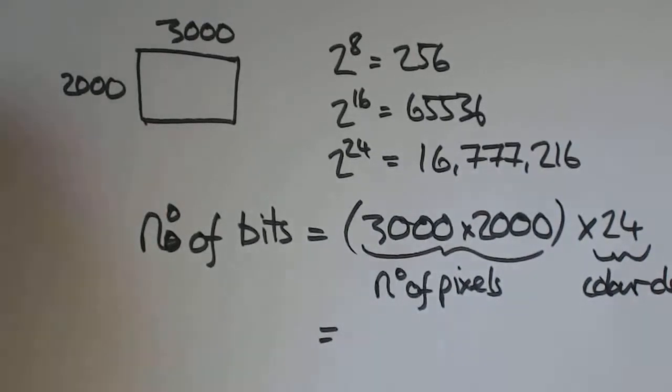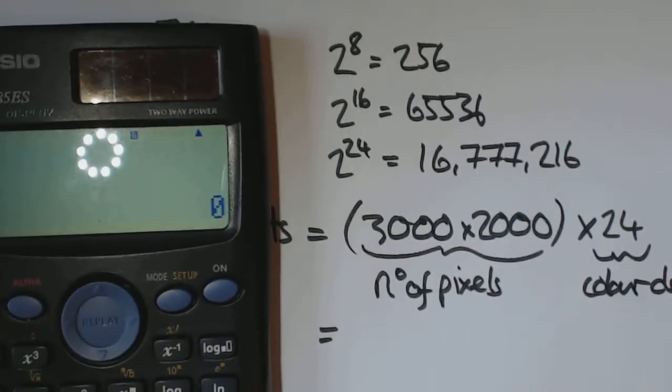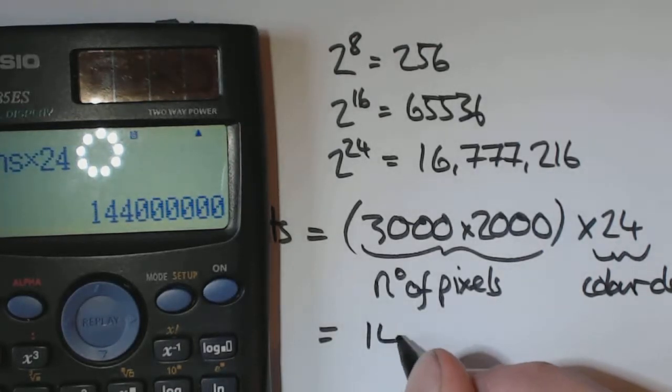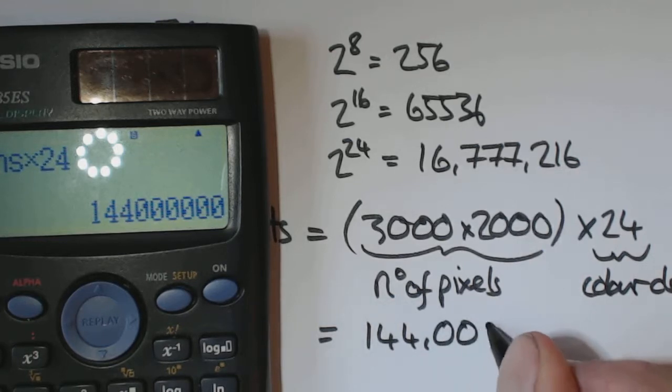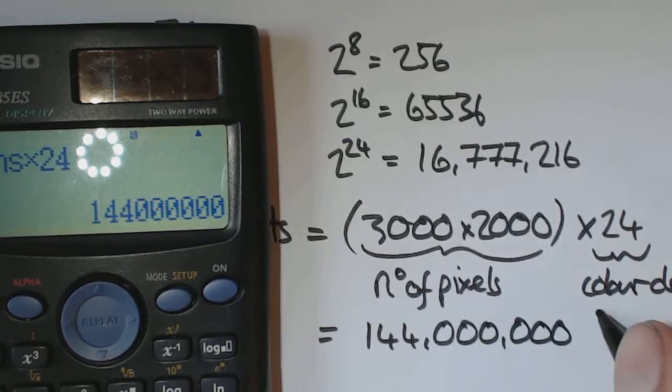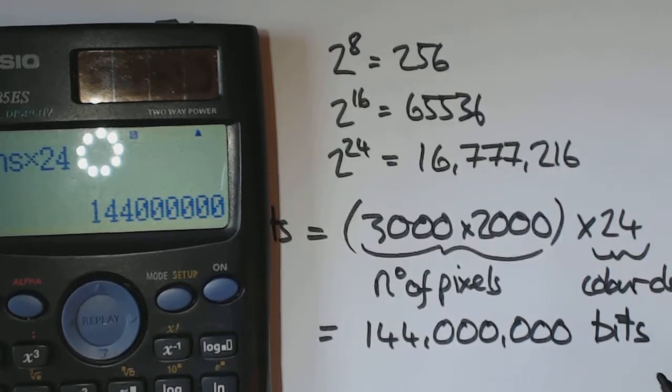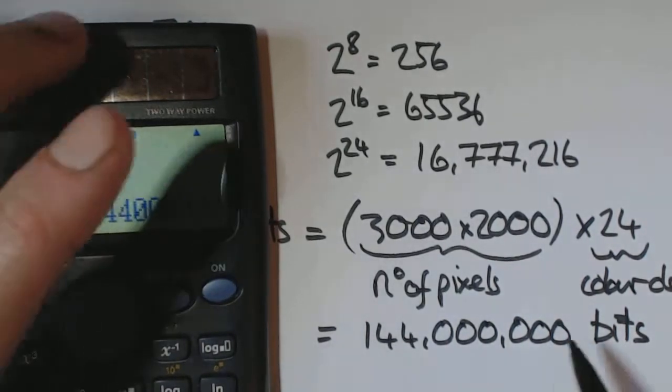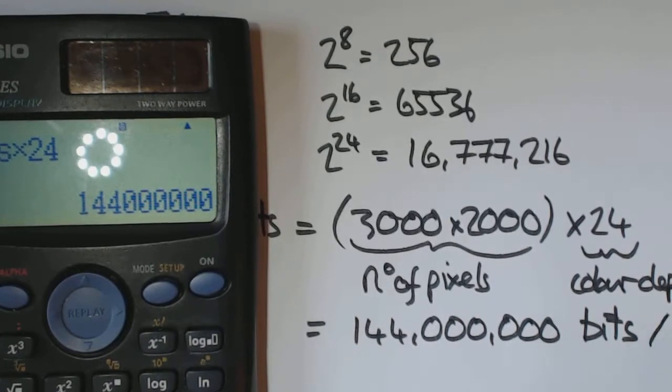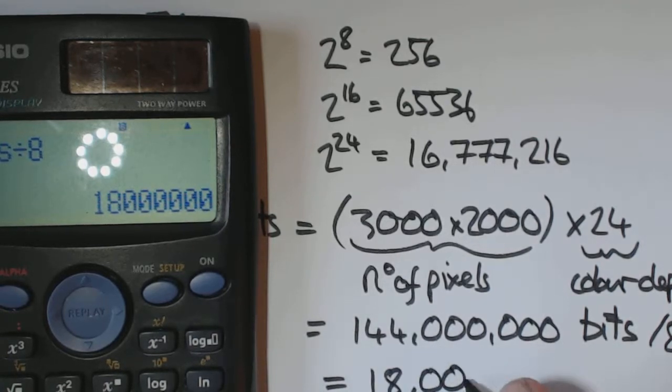So just put this in a calculator: 2000 times 3000, then times 24. The size of the picture is 144 million bits. Obviously, that's far too big, so we need to change the units. We divide that by 8, which gives us 18 million bytes.